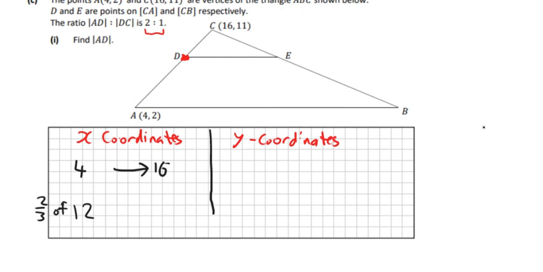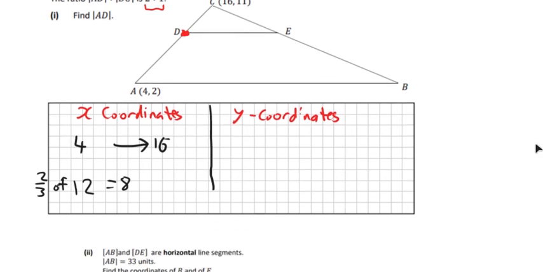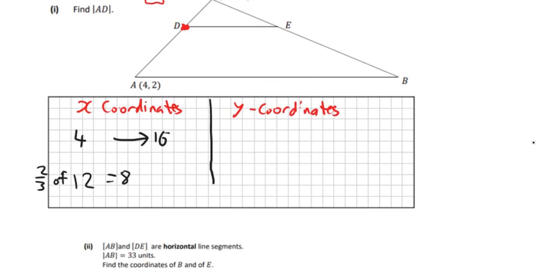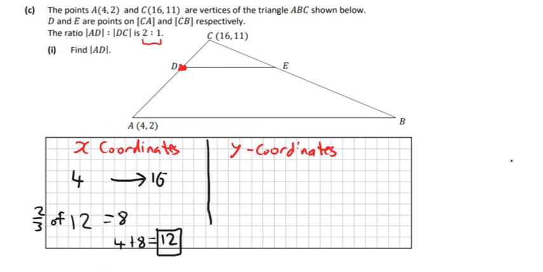So 2/3 of 12 would be 8, wouldn't it? So if I just add on 8 from 4, then I'm going to get to what 2/3 of the way would be. So 4 plus 8 is equal to 12. So 12 is going to be my x coordinate. So I'm just looking at what is 2/3 of the way from A to C.